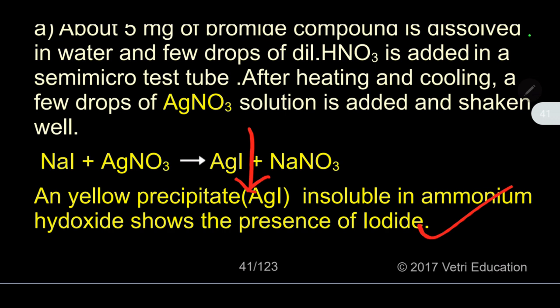So here I want to give one piece of information. The action of silver nitrate test is useful to differentiate chloride, bromide and iodide. In the case of chloride, white precipitate soluble in ammonium hydroxide. In the case of bromide, a pale yellow precipitate sparingly soluble in ammonium hydroxide. In the case of iodide, yellow precipitate insoluble in ammonium hydroxide.